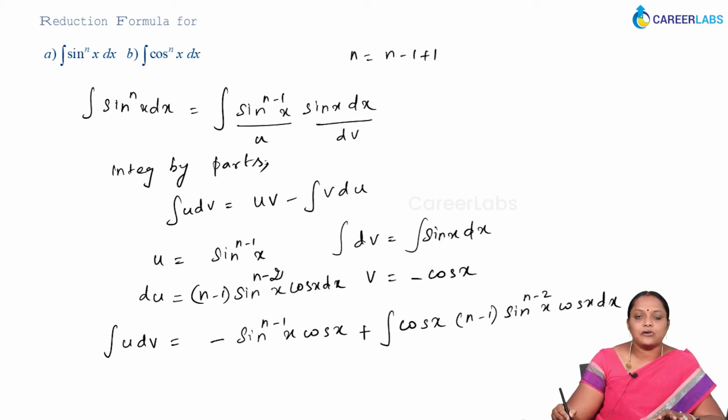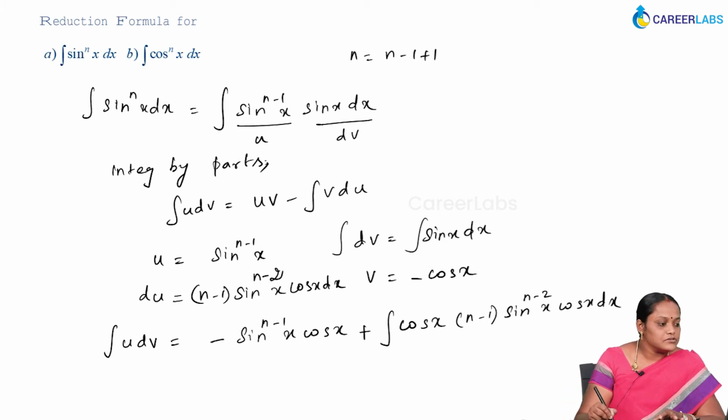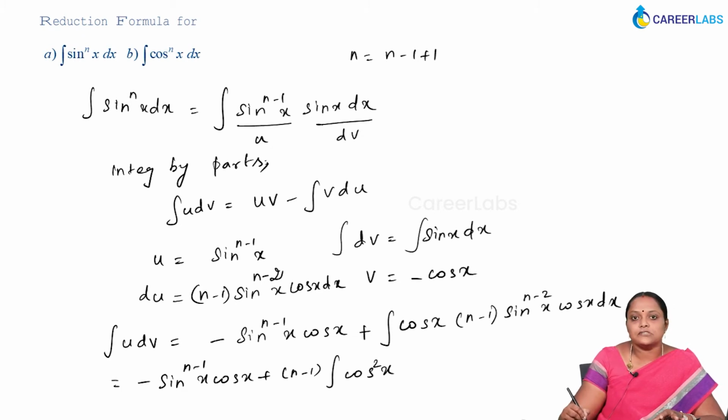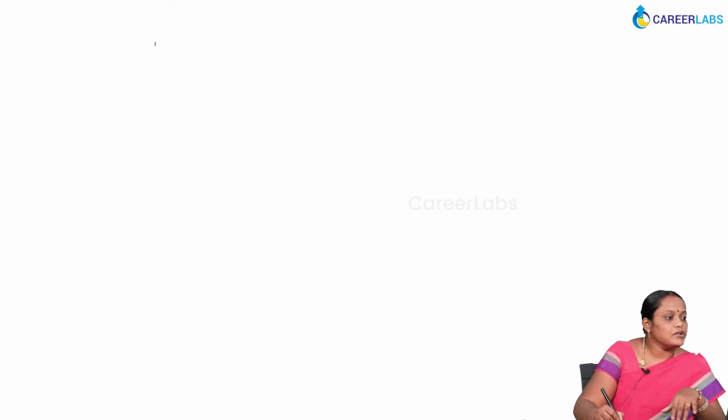So cos x and cos x will give you cos square x. So this is equivalent to minus sin^(n-1) x cos x plus n minus 1, I am taking it outside as a constant. The remaining will be integral cos x into cos x, which gives cos square x, into sin^(n-2) x dx. Okay, cos square x can be written as 1 minus sin square x. So I am going to use the identity cos square x is equal to 1 minus sin square x.